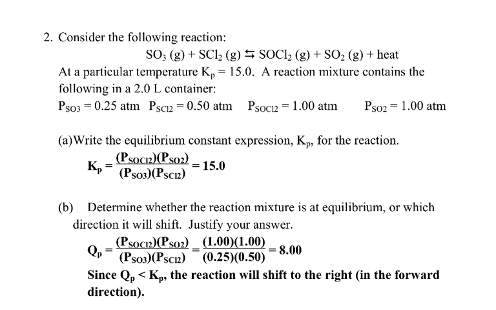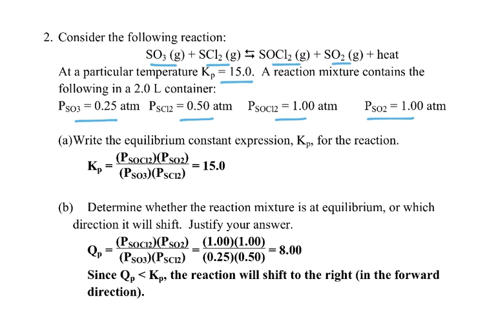Okay, second question. Here we have an equation, and we can see what's going on. Here's a gas, here's a gas, here's a gas, and heat on the right. We may need that. At a particular temperature, the Kp is 15. So here's a reaction mixture. Here's the values for each of my things. Okay, this sounds like we're going to do a Q.